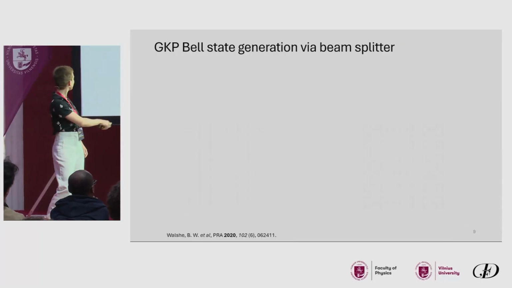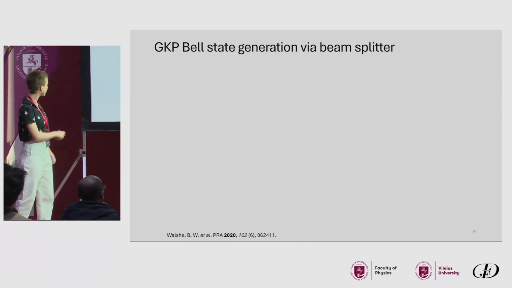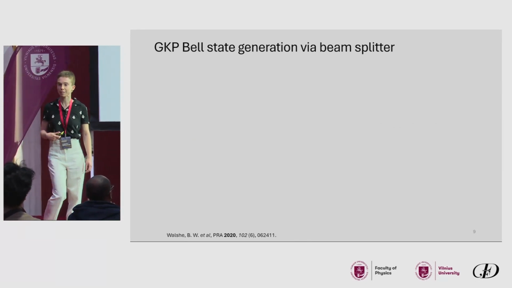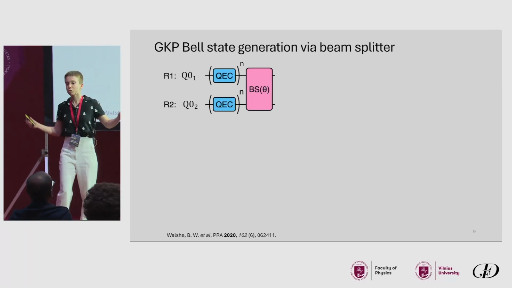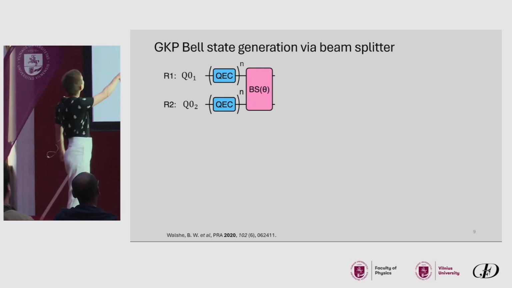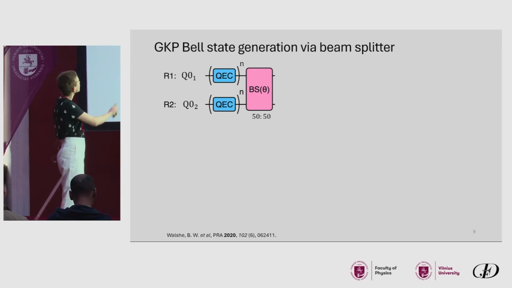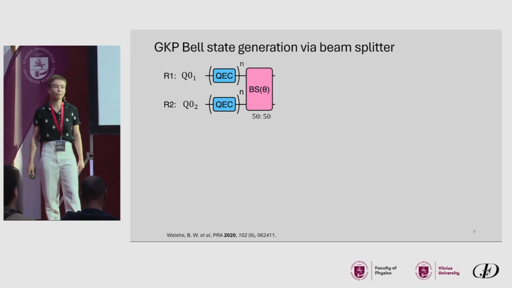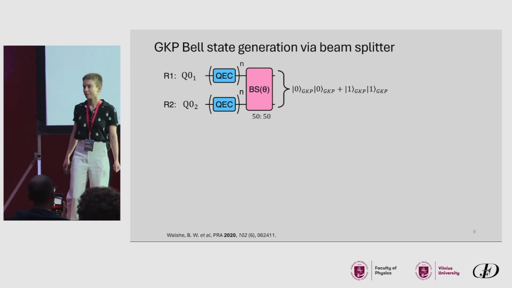So now, still in the theory, we are following this theoretical proposal by Walsh and colleagues in 2020, where they consider two qunaught states. So two harmonic oscillator states, they prepare them in qunaught states, and they input them on a beam splitter. They find that if you take the beam splitter to be 50-50, you end up with a GKP Bell state.